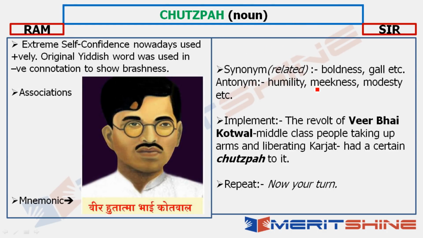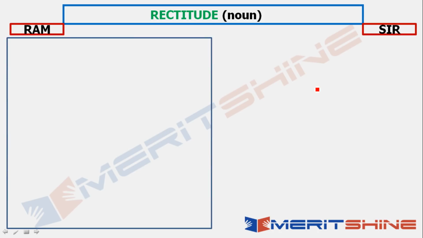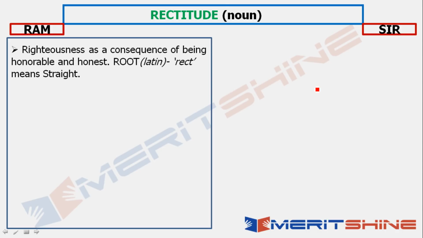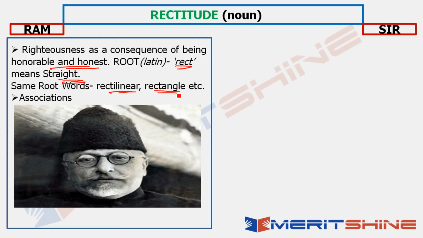The next word, rectitude. And the next hero, one of the most underrated leaders of the Indian National Congress. What does rectitude mean? It means righteousness as a consequence of being honorable and honest. The root word is rect, meaning straight, right? I'll tell you the same root words: rectilinear, rectangle. Okay. And the hero is none other than Maulana Abul Kalam Azad.